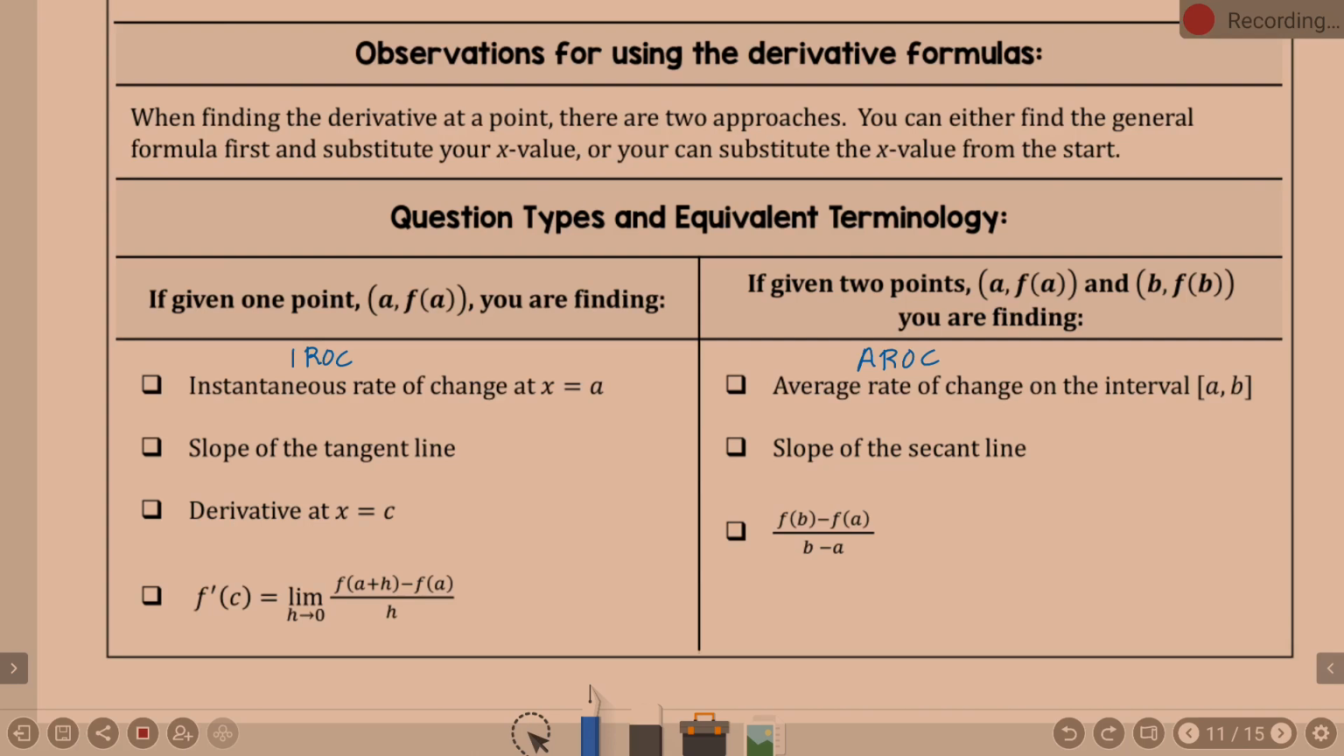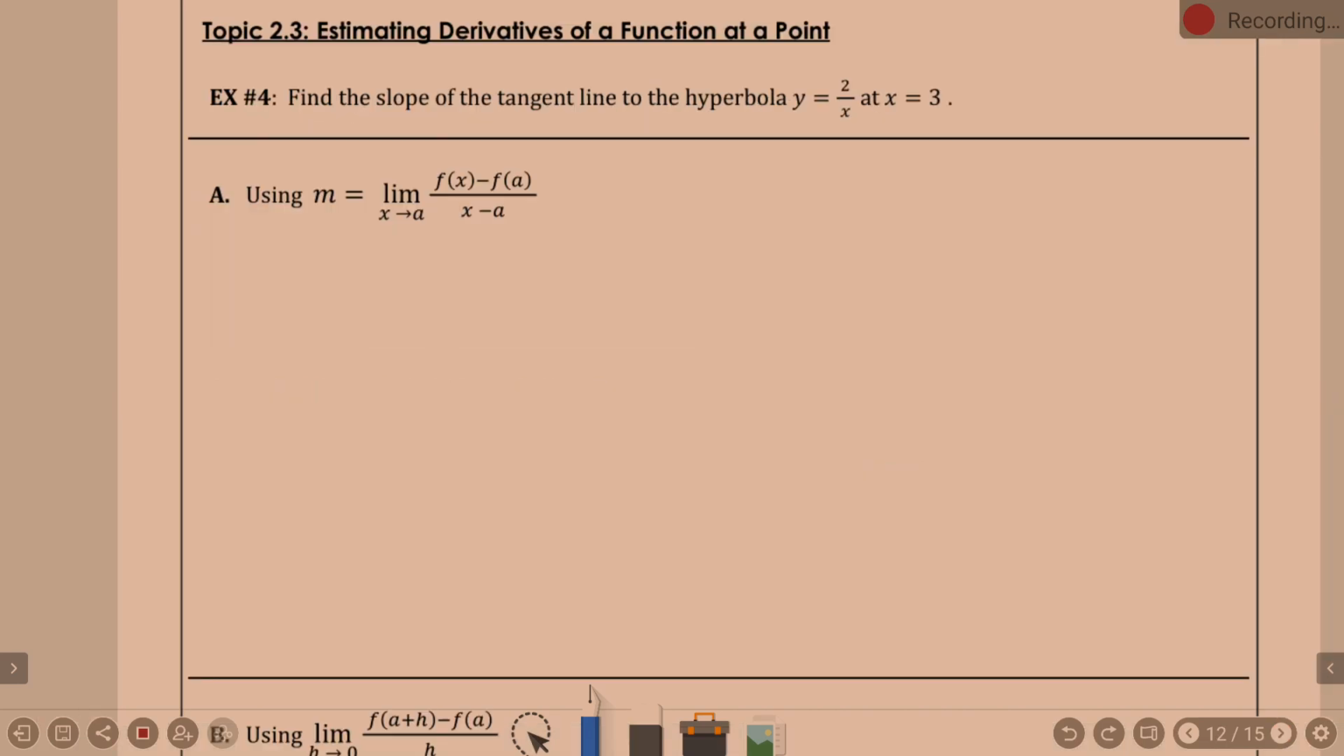Continuing along. Doing some more practice. Okay. Let's see. This asks us to find the slope of the tangent line to the hyperbola y equals 2 over x at x equals 3. Now, there's a part A and there's a part B. Part A asks us to use what I would call the alternate definition, f of x minus f of a over x minus a. Part B is going to ask us to use what I call the definition of derivative, or the limit of the difference quotient.